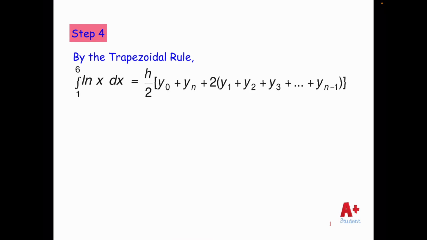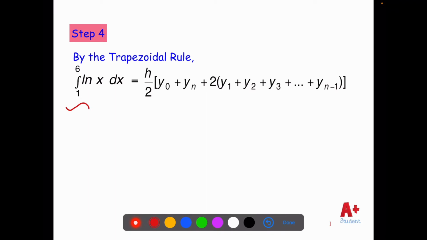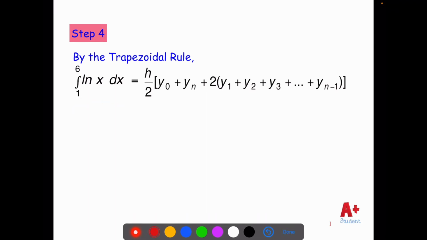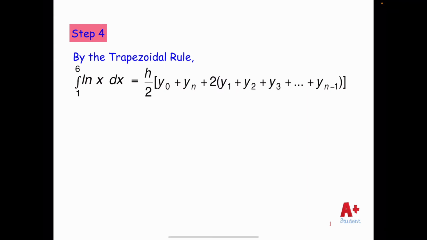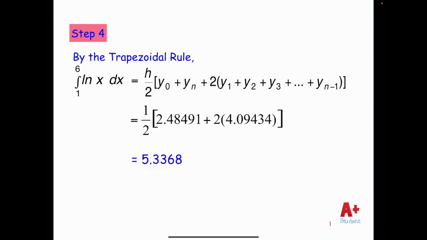So by using the trapezoidal rule, you need to make sure you write down your equation, integration. So integration of ln x dx from 2 to 6 equals to h over 2 multiplied by y0 plus yn, meaning total first and last, and then plus 2 multiplied by remaining. This is remaining. This one is total first and last. Then substitute all the values. You will get 5.3368. Make sure your answer is correct to 4 decimal places.